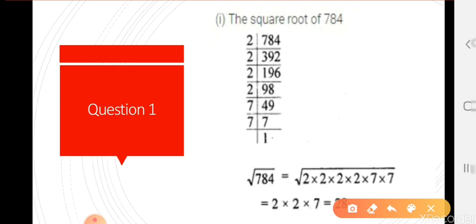Here we can see there is one pair of 2, then the next pair of 2, and then the next pair of 7. Means 2 into 2 into 7, that will come 28. We will make pairs and then we will write one number from each pair and then simply multiply it. That will be the answer.